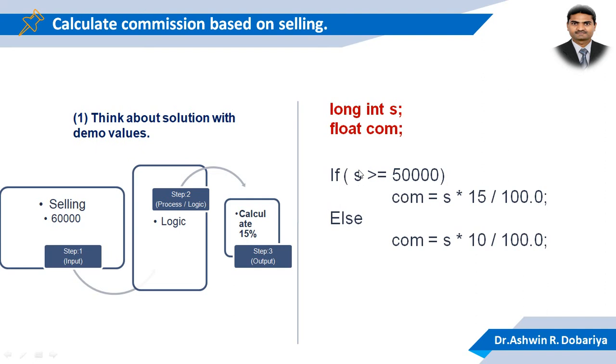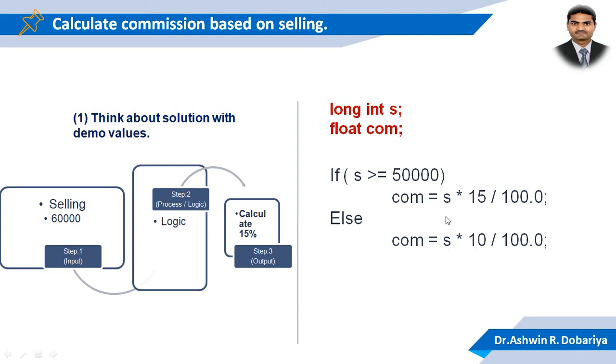And suppose the input selling is not greater than 50,000, then it comes to the else part, and here we want to calculate 10%. So how can we calculate 10% of selling? Selling multiplied by 10, divided by 100.